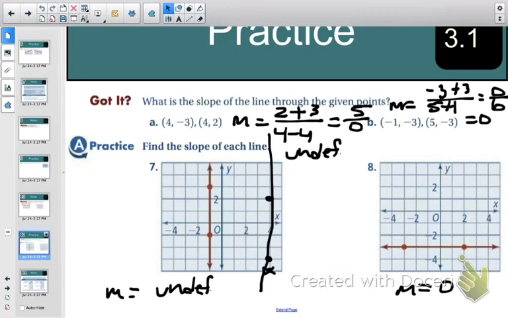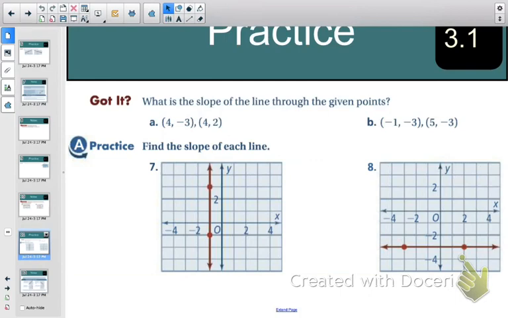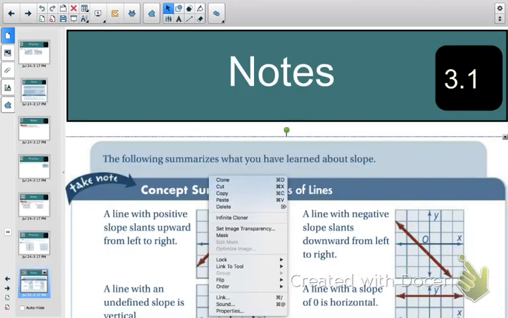This one over here, you get a slope of 0, so that's going to be a horizontal line. And then same thing with 7 and 8, you can just look at these. Because it's a vertical line here, undefined slope. Because this is horizontal, slope is 0. Easy peasy.